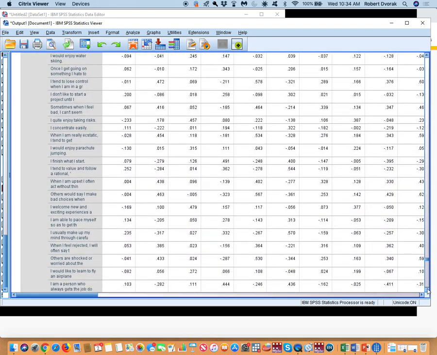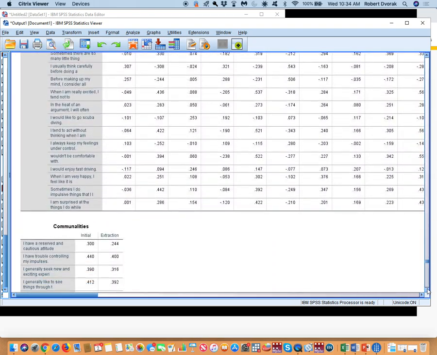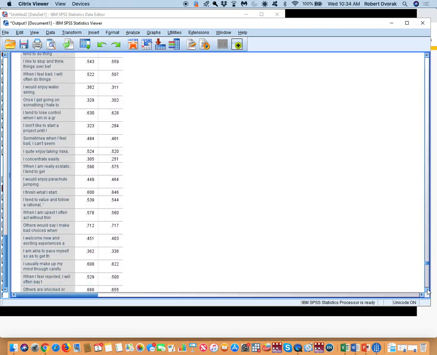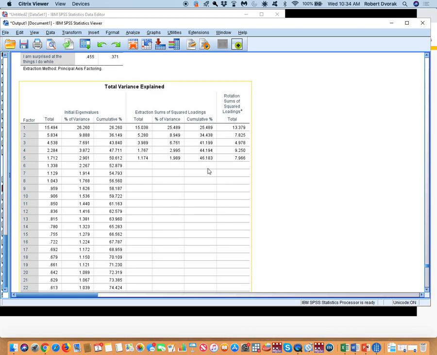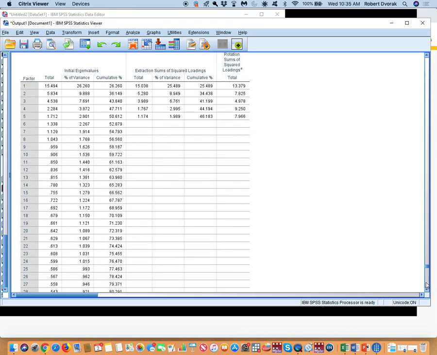So we rerun this, specifying 5 factors. All of this is, well, it's not quite the same, but it's roughly the same. We're accounting for 46% of the variance, whereas before we were accounting for 56% of the variance. So we're not accounting for quite the same amount because we've reduced this now to 5 factors.